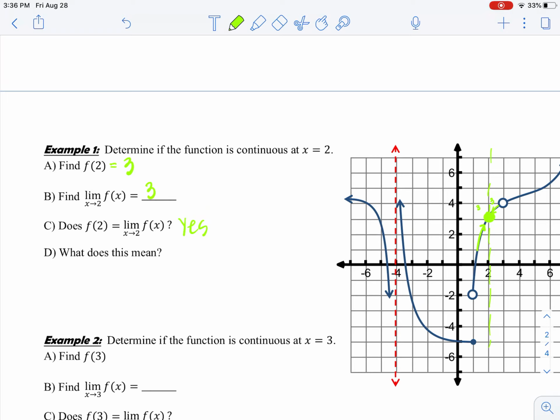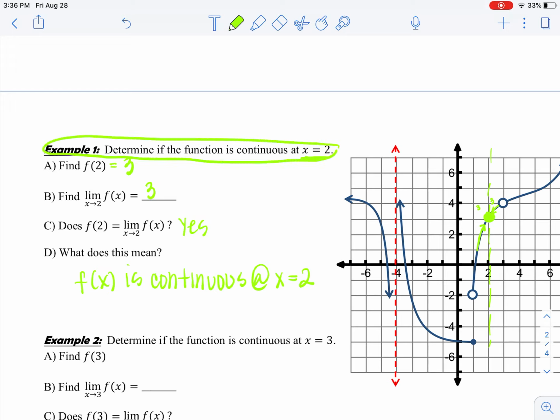It means that, I forgot to read the directions of the problem, but the directions were: determine if the function is continuous at x equals 2. So it means that the function is continuous at x equals 2. f of x is continuous at x equals 2. I did a really bad job of reading the directions here because I've done this problem so many times that I knew what it was asking me.